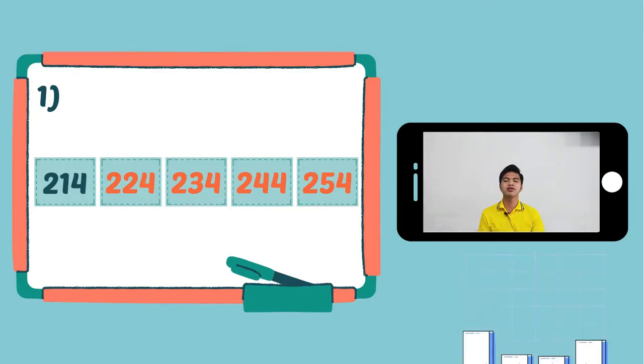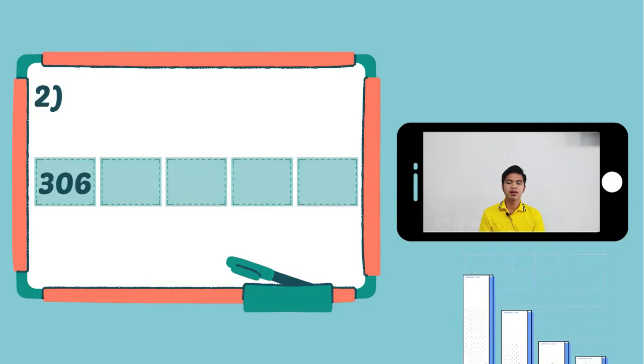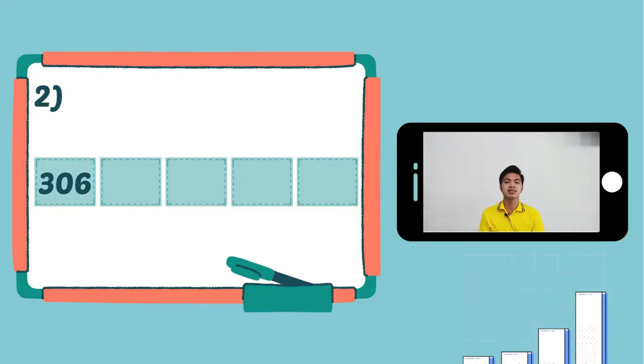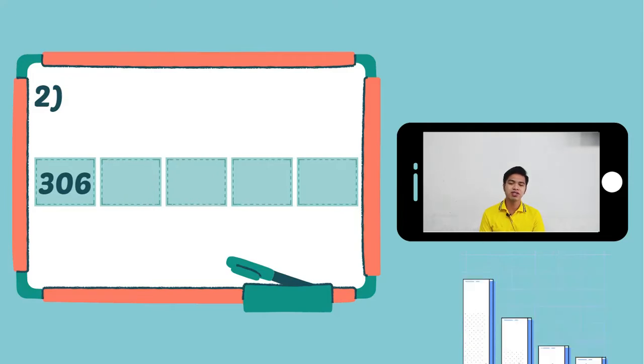So let's go to number 2. For number 2, we have 306. Since the instruction for number 1 and 2 and for the coming numbers is the same, that means we will do the same thing to the following numbers. So number 2, we have 306. So what are we going to do to find out what is the next number? Okay, we're going to add 10.